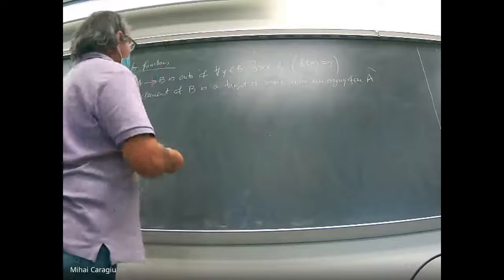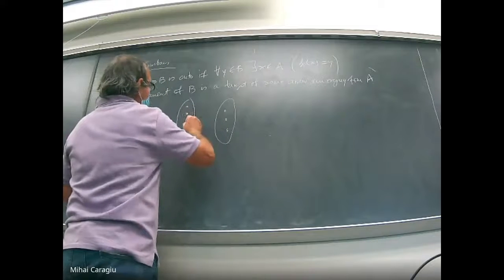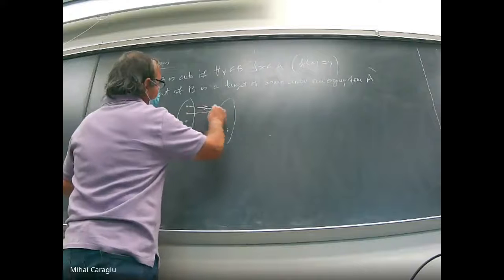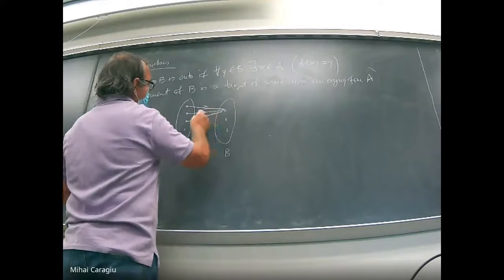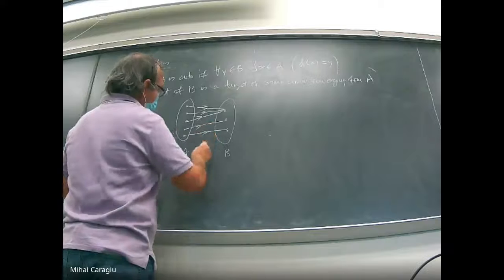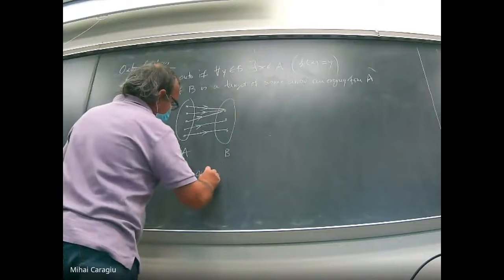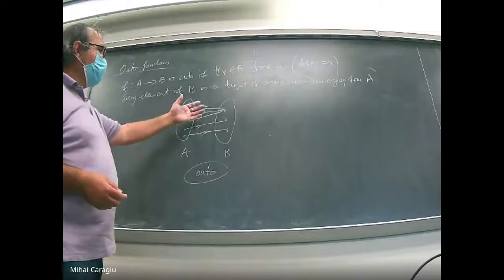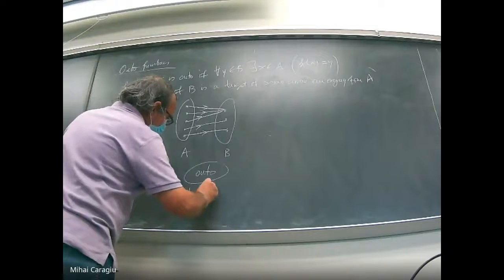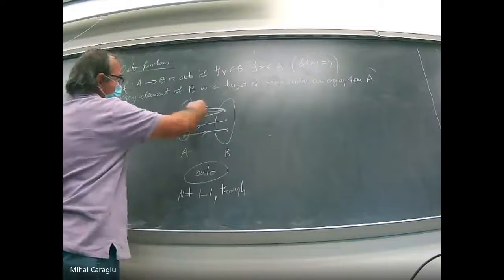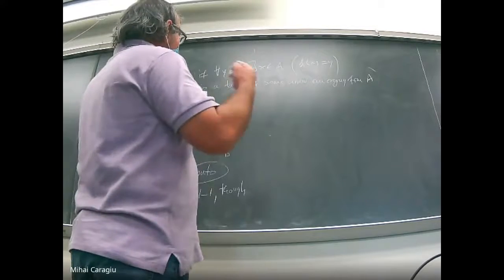So everything is taken. This is A, this is B, for example. Every element in B is a target of some arrow emerging from A. So in this picture, this function is onto, right? Because every element of B is targeted. And not one-to-one though, because of the V shape, and it can obviously be seen.